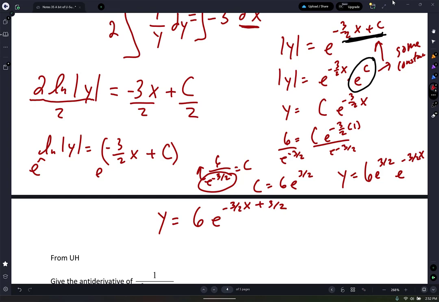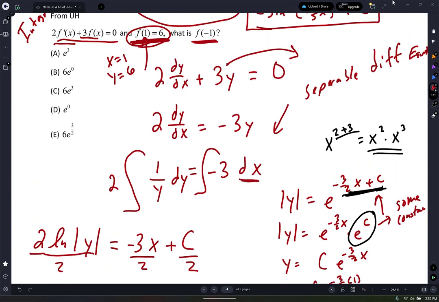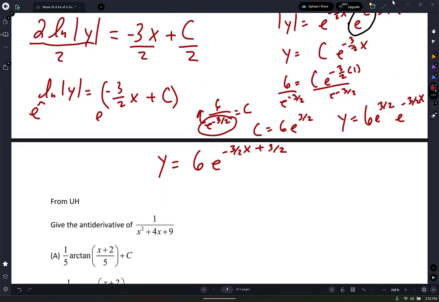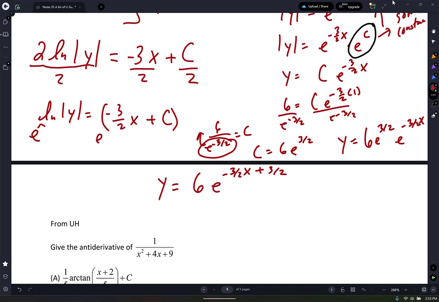I check to see that it works. I'm just going to plug in a 1, and I want to see if I get 6. Negative 3 half times 1 is negative 3 half. Negative 3 half plus 3 half is 0. e to the 0 is 1. 1 times 6 is 6. It works. So what did they want me to find?